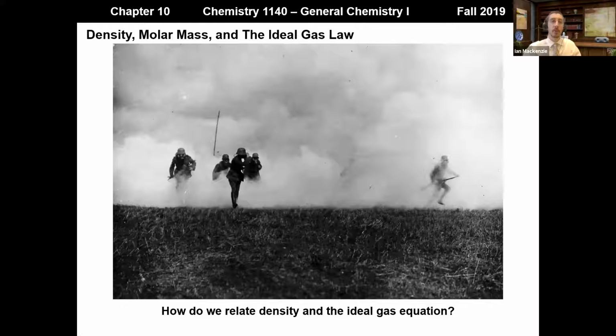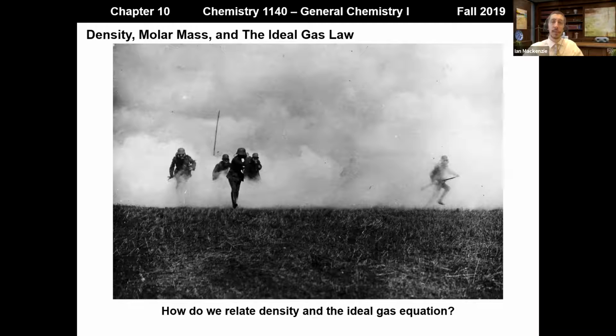There's another variable that's often talked about when we discuss gases, and that is the density of a gas. So how do we relate density and the ideal gas equation? Here I'm just showing a picture from World War I, where there was a lot of poison gas that was released. You can see it hugs the ground because of its high density, and so soldiers had to walk through it, and thus the gas masks, etc.